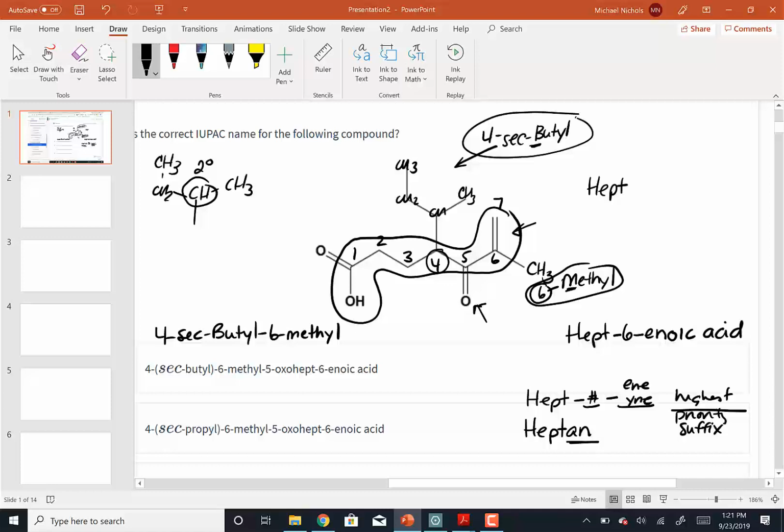A hyphen, just so we know. Hyphens always come between numbers and letters, and commas always come between numbers. So in general, there are hyphens always between the numbers and letters.